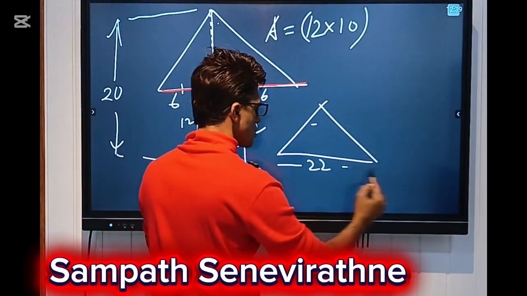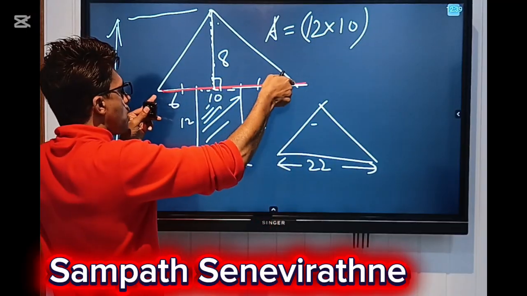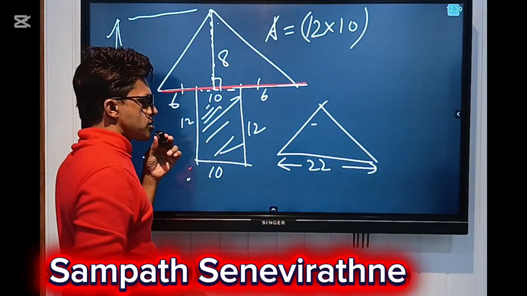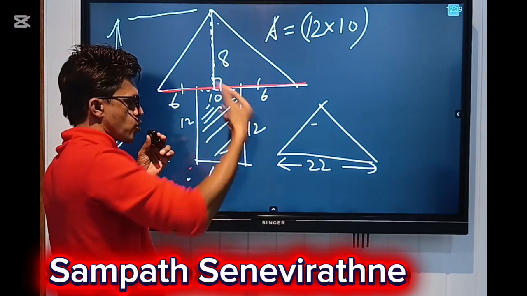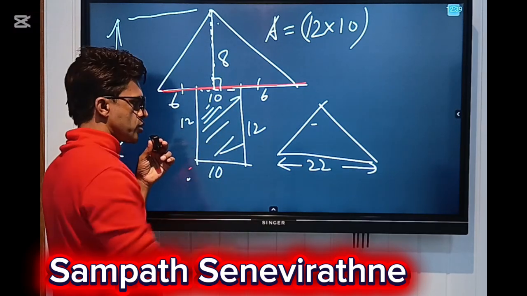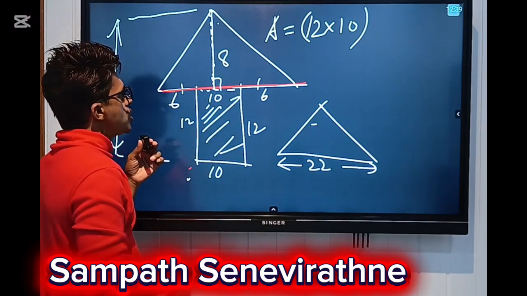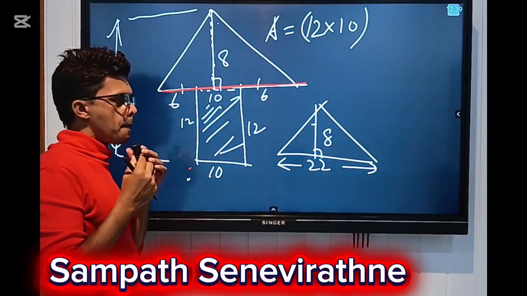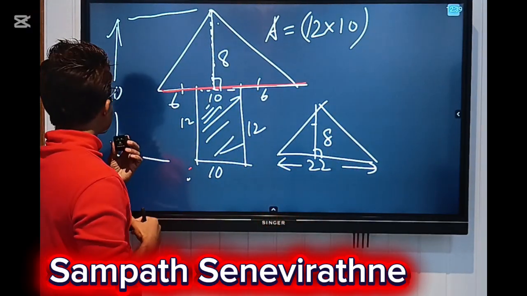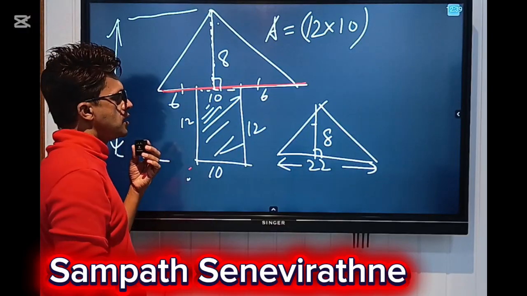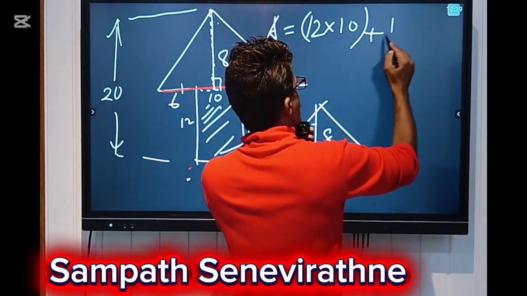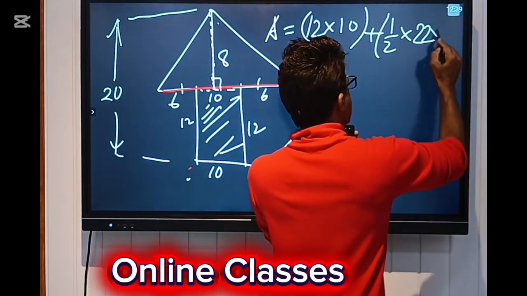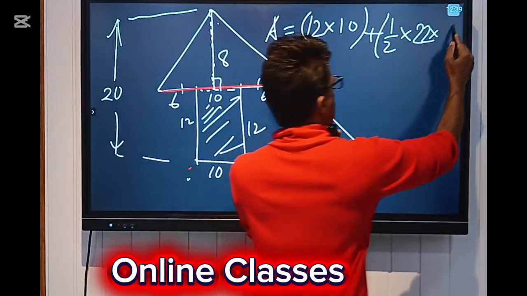I mean, from here to here is 22. Although the size of this segment has changed, just to teach you, I drew this triangle here. So the perpendicular height is 8 here. So we can get the area of this triangle: half times base, which is 22, times perpendicular height, which is 8.